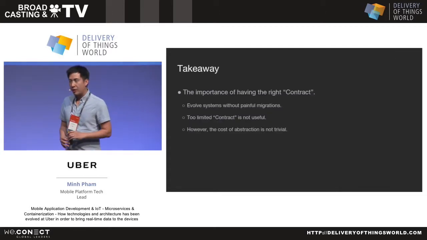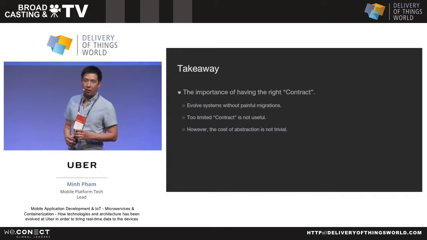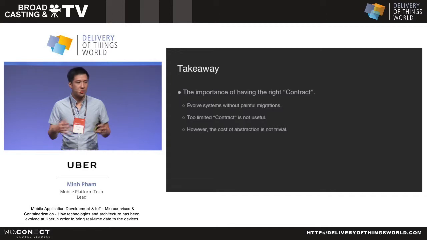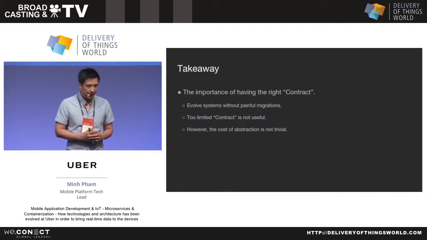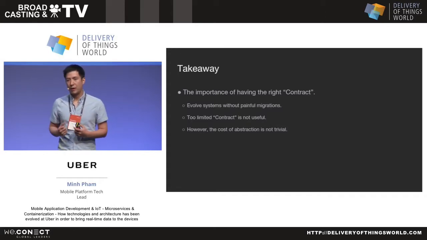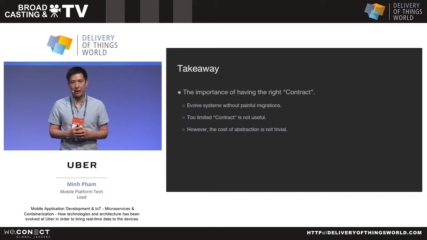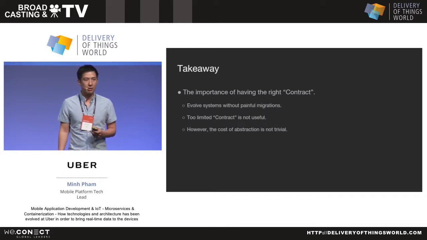If there is one thing I want you to take away from this talk, it is the importance of having the right contract or the right abstraction. When you have the right abstraction in the framework, in the architecture, in the system, then you can evolve the system without having to worry about painful migration. You can make multiple small changes after you have the right abstraction, and constantly improve the system without having to worry about slowing down.